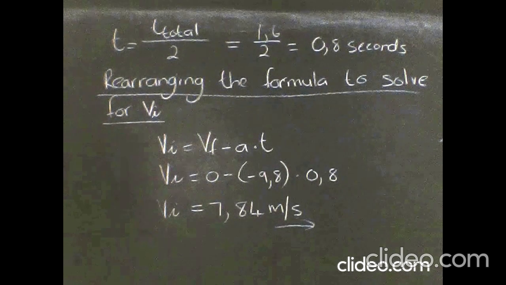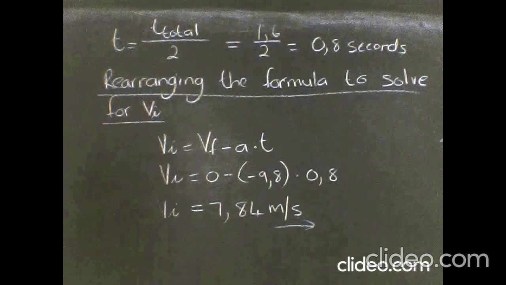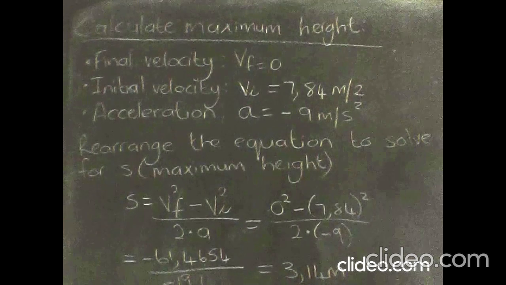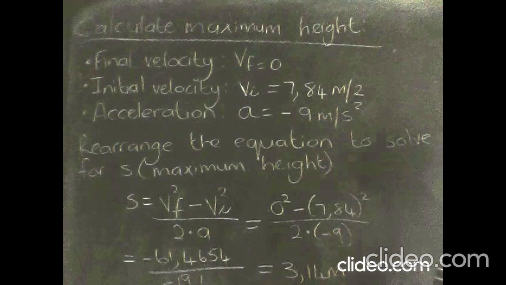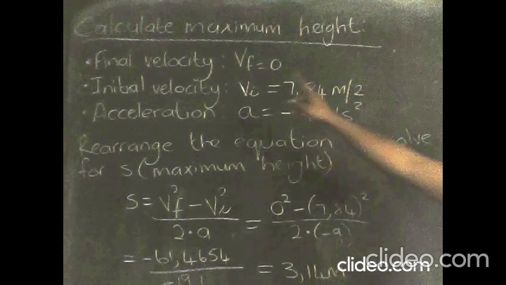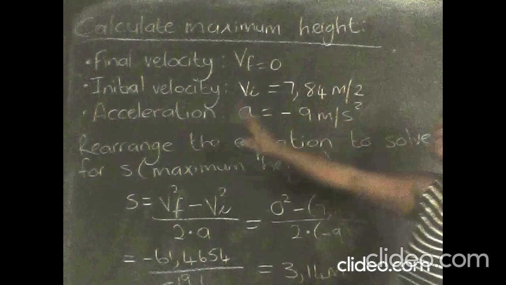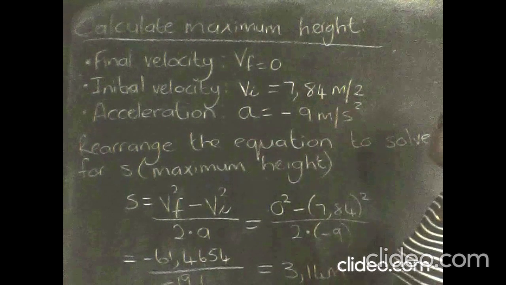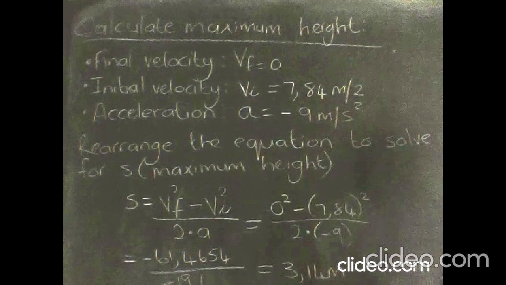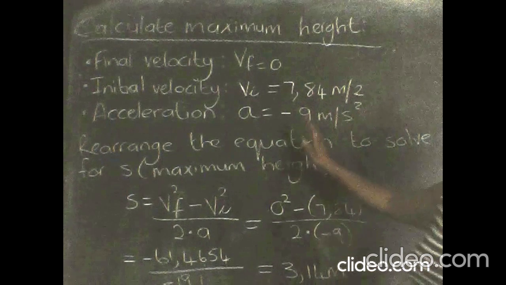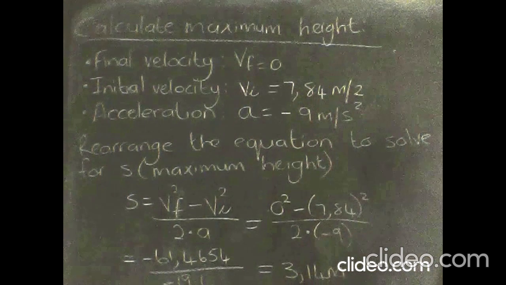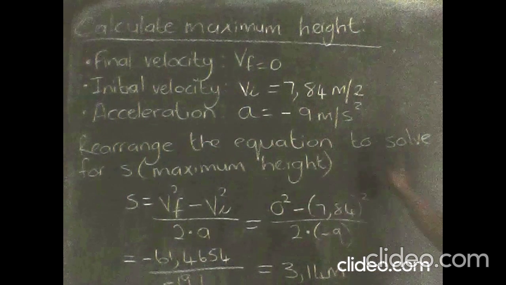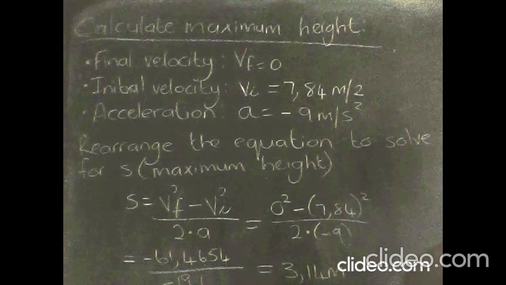We have one more to answer of question 3. The other part of question 3 is that we need to calculate the maximum height. So we take the final velocity, which is 0, initial velocity that we just calculated to be 7,84 meters per second, and the acceleration is A, where we have negative 9 meters per second squared. We rearrange the equation so that we solve for S, which is the maximum height.